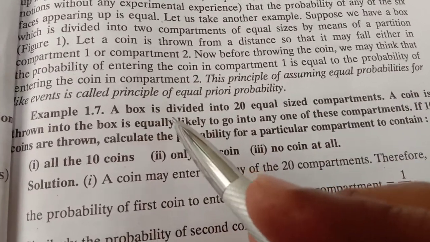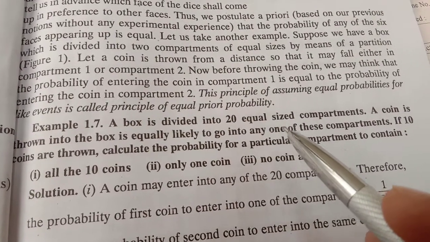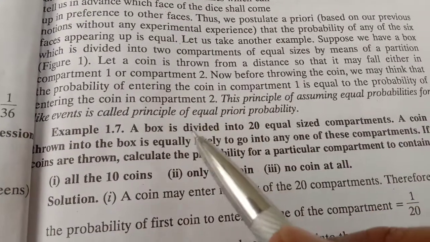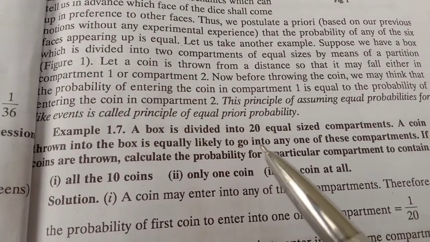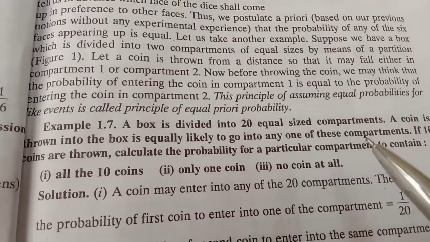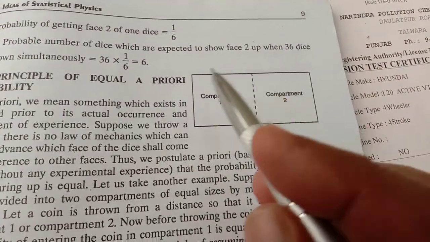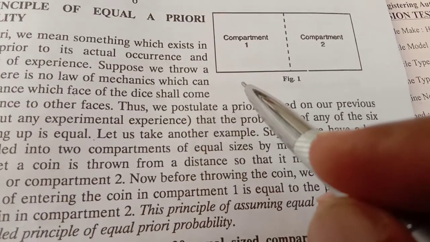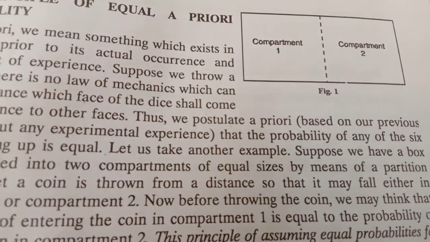See the next example. A box is divided into 20 equal sized compartments. A coin is thrown into the box and is equally likely to go into any of these compartments.